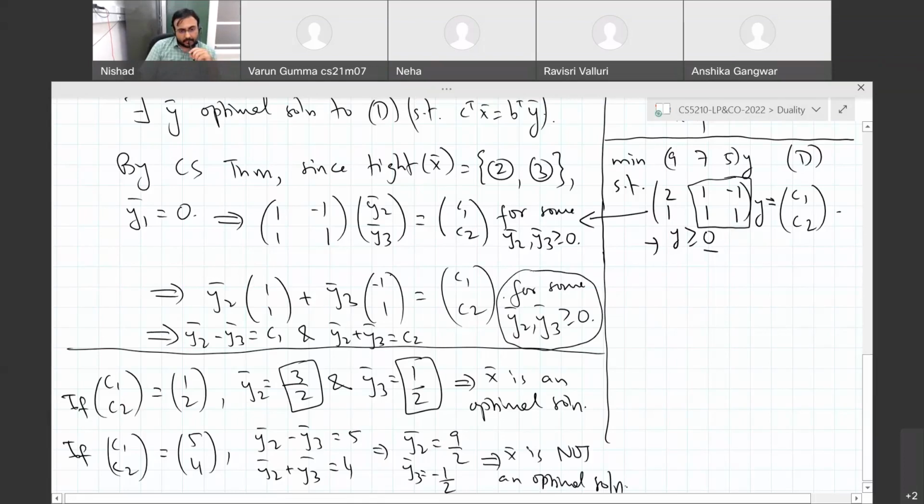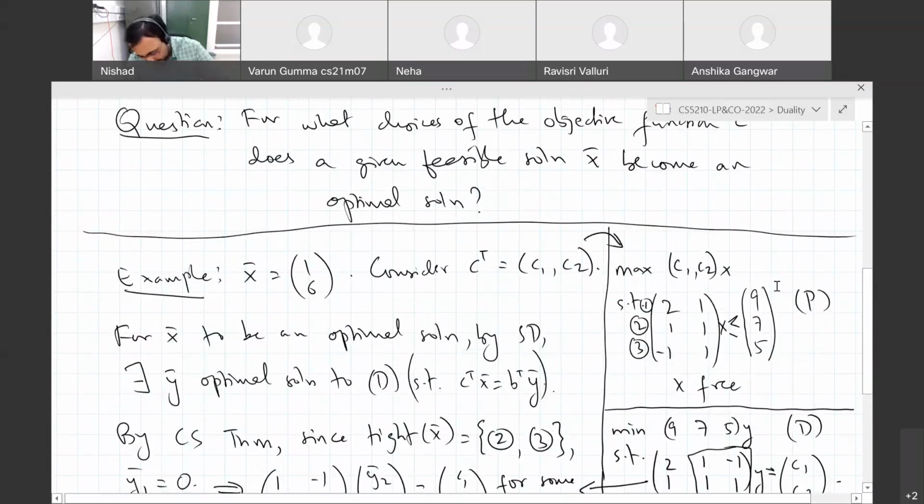Right? So what happened? We were able to write the objective function as a certain type of combination. So what is this combination? It is a non-negative linear combination of the rows corresponding to the tight constraints. Remember, the rows corresponding to the tight constraints are exactly these two rows, which became the columns in the dual.